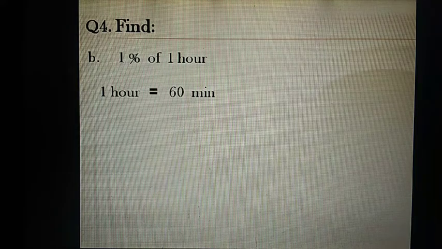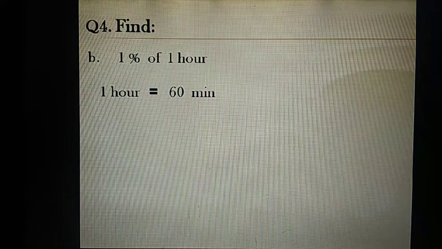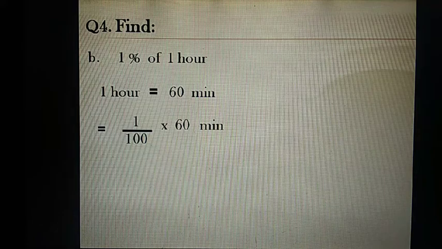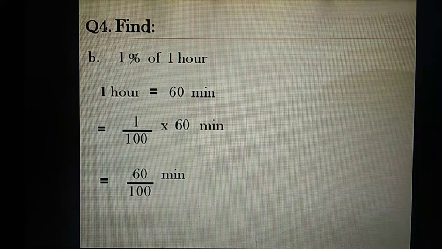First, I am using a conversion of hours into minute, that is 1 hour is equal to 60 minutes. So 1% means 1 upon 100, of 1 hour means into 60 minutes. Multiplying 1 and 60, you will get the answer as 60 upon 100 minute.